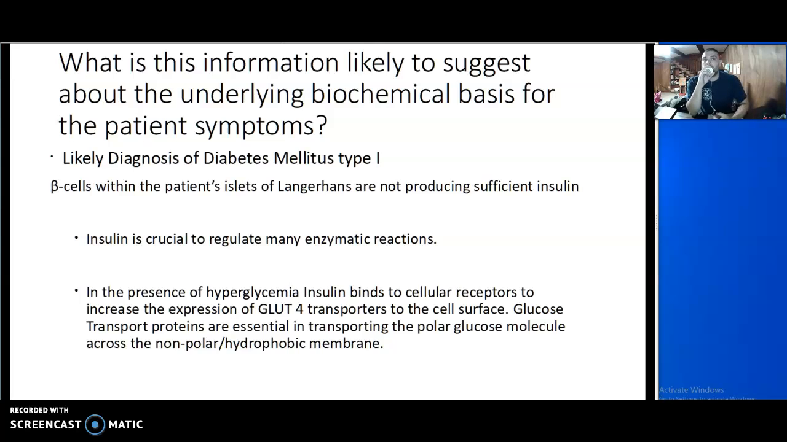In the presence of hyperglycemia, insulin binds to cellular receptors to increase expression of transporters to the cell surface. These transporters are GLUT4 proteins, and they allow glucose to enter and exit the cell. As glucose is a large polar molecule, it is unable to cross the hydrophobic cell membrane. Moving on.